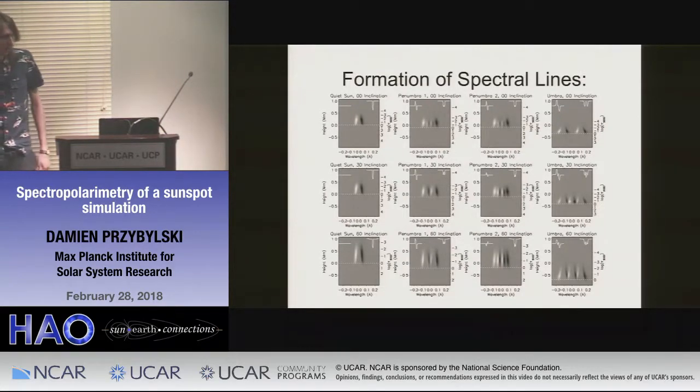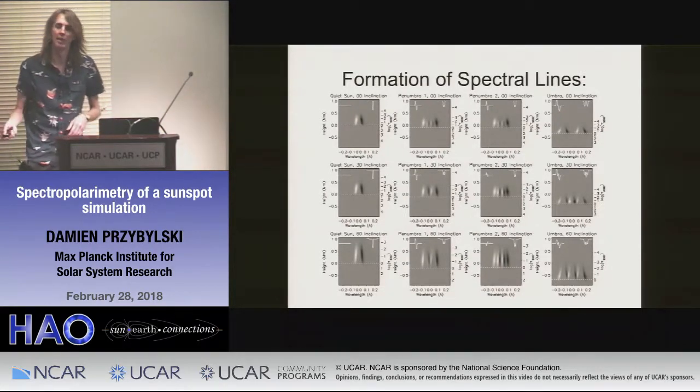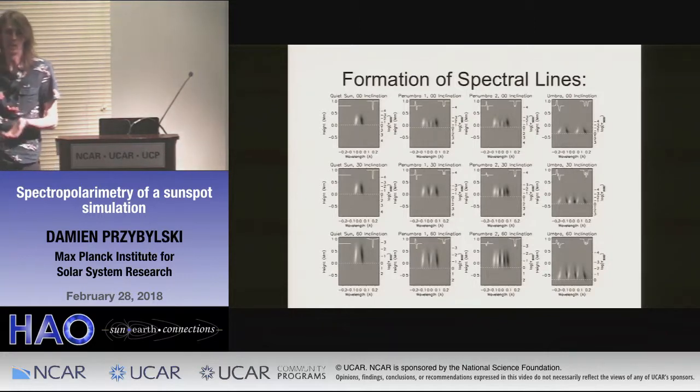And then we wanted to look at how and where this radiation is formed. So this is a response function. And what I mean by that is we take our sunspot model and we put a velocity perturbation at one point in height. And then we see how that affects our output spectral line.